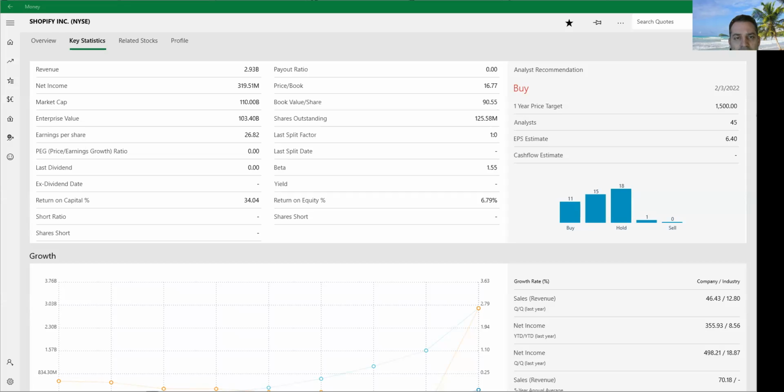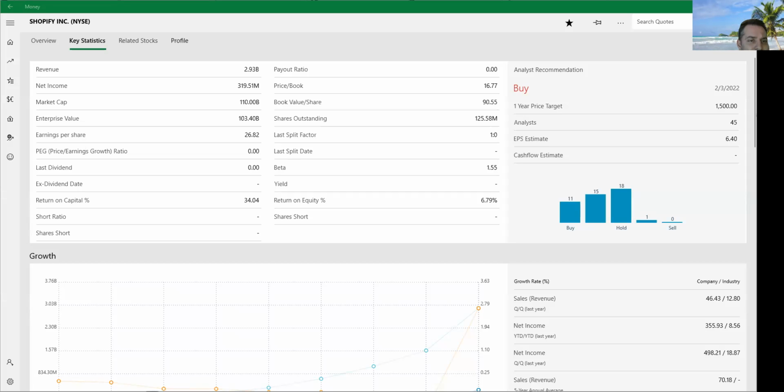This video is going to be about how to use the Microsoft Money app to make more informed decisions about the choices that you make for your stocks. So hopefully you can see the screen here, and you should be able to see what I'm seeing.